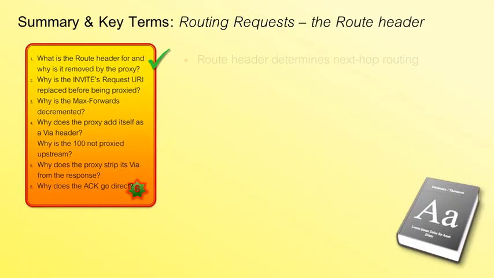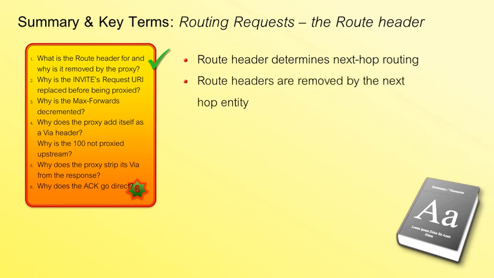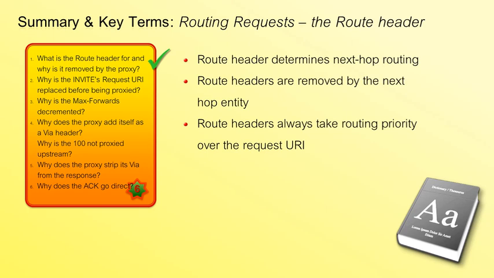So in summary, the route header determines next hop routing. Route headers are removed by the next hop entity after they've served their purpose. And importantly, the route header address always takes routing priority over the request URI address. We also saw how DNS is used to resolve domain names to IP addresses before actually routing.